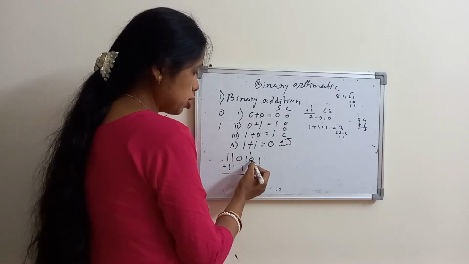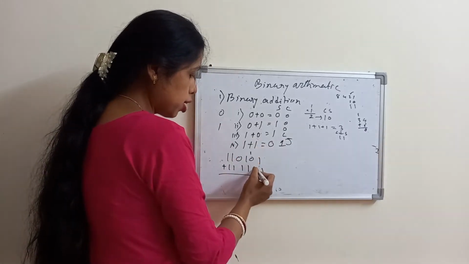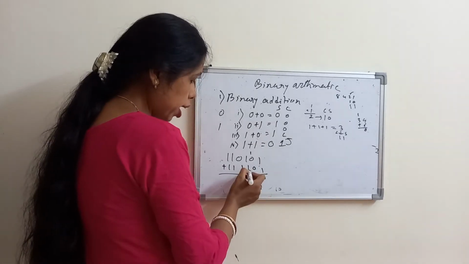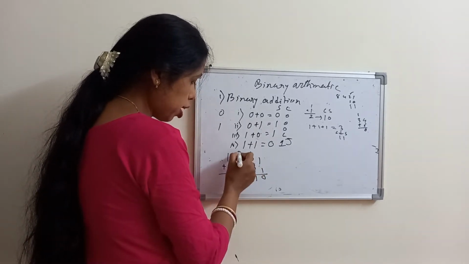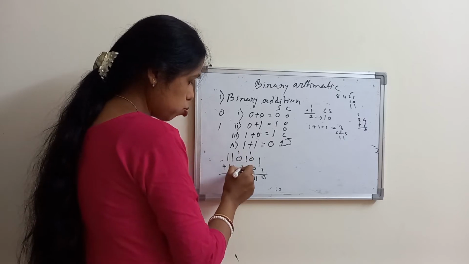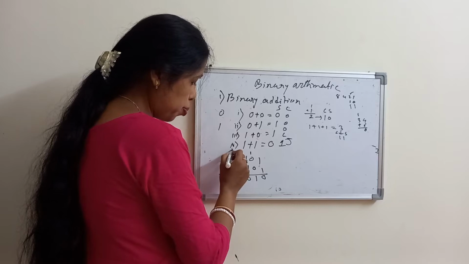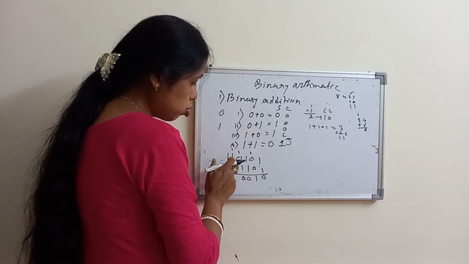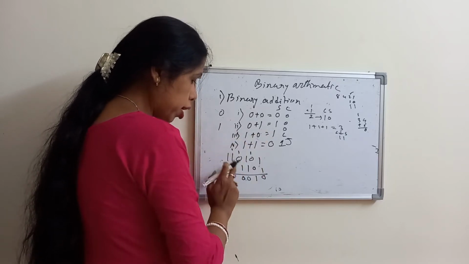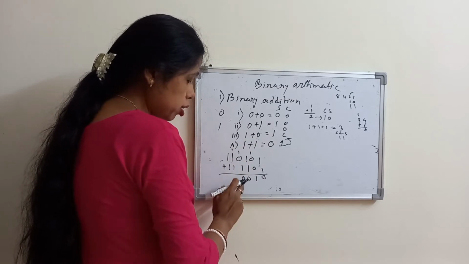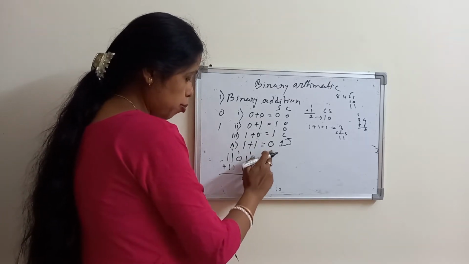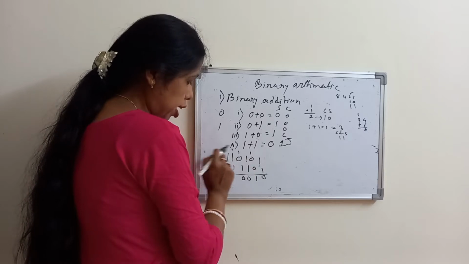So 1 plus 0, 1. Again 1 plus 0, 1. Again 1, 1, 0, and the carry will come here. Again 1, 0, 1. This will again give you 0, and the carry will appear here. Because 1, 0, 1. Then 1 plus 1, the sum will be 0 and the carry will be here.